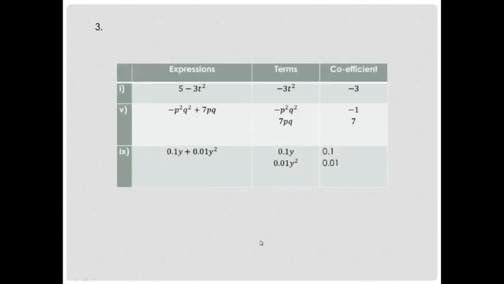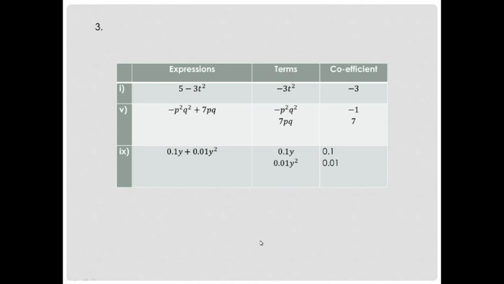Then let's go to the next question. Question number 3. What does question number 3 contain? Let's see. Oh, the question says like this. In question number 3, the question asks us to identify the numerical coefficients of terms other than constants in the following expressions.